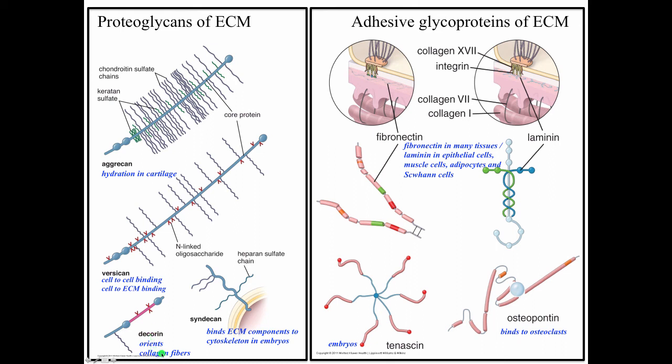Decorin orients collagen fibers, and then syndecan binds the extracellular matrix components to cytoskeletal components within embryos. We've already talked about fibronectin in many tissues and laminin within epithelial cells, muscle cells, adipocytes, and Schwann cells. And you can remember from our discussions on epithelium, these fibronectins and laminins help to bind the epithelial cells to the underlying basement membrane, to the connective tissue itself. Tenascin is an adhesive glycoprotein found in embryos. Osteopontin, of course, is important in binding to osteoclasts.